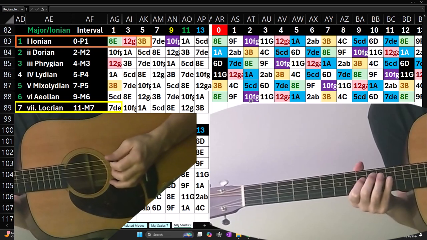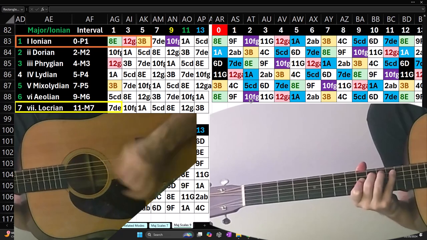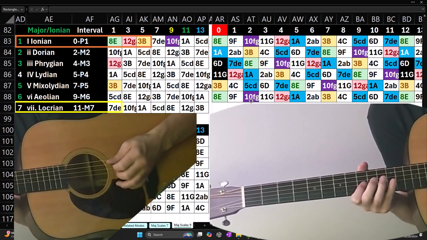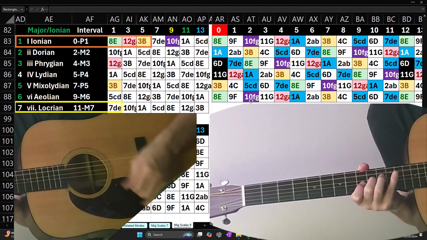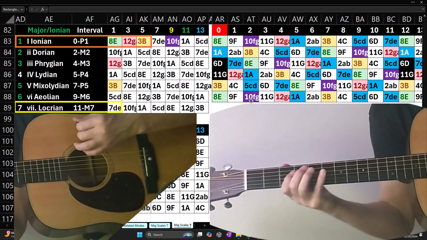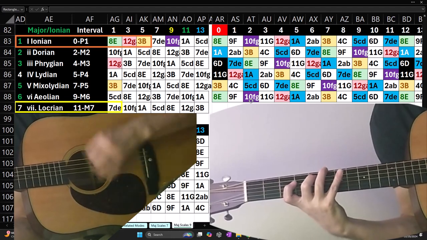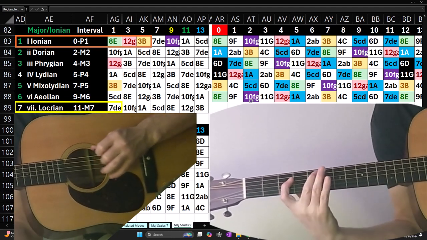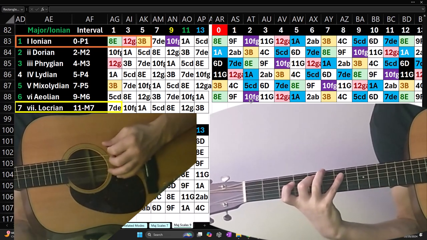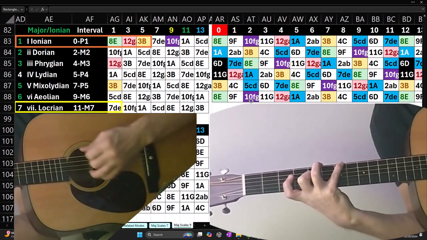I could do it up here. And then the A, there's another A right here. So I can do it all over the place. I can even do it like in here. But see, here I have to reach up to there. Diminished chord.